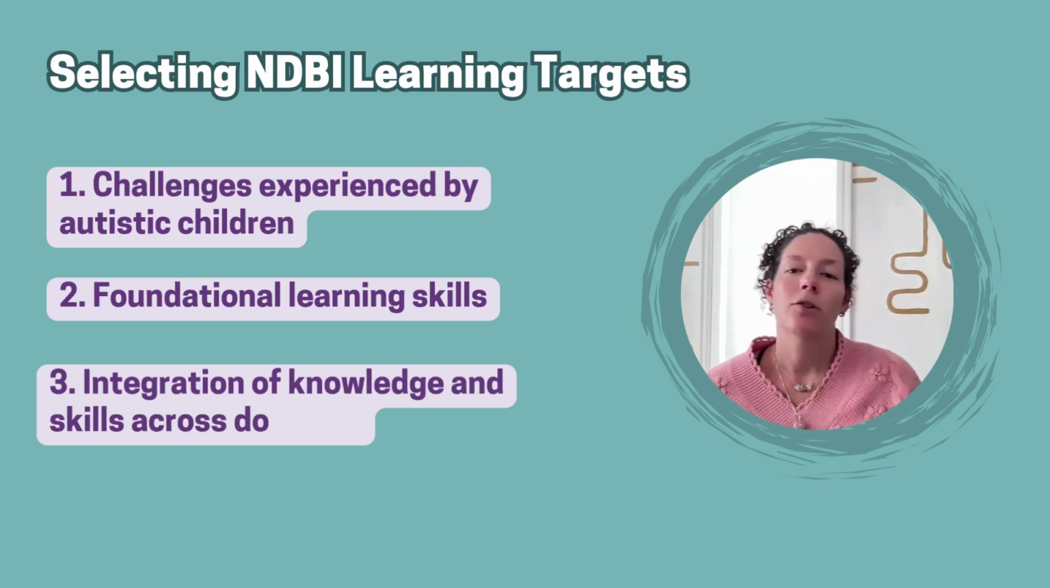domains to promote generalization. NDBI provides specific strategies for creating child-initiated teaching opportunities, modeling behavior, prompting, prompt fading, reinforcement of attempts, and creating conditions for natural reinforcement. These strategies promote a child's receptive language goals, like following one-step instructions, that may be embedded within the teaching setting.